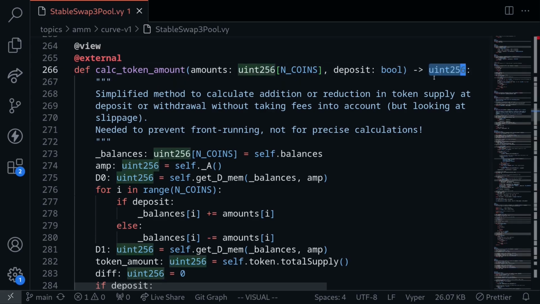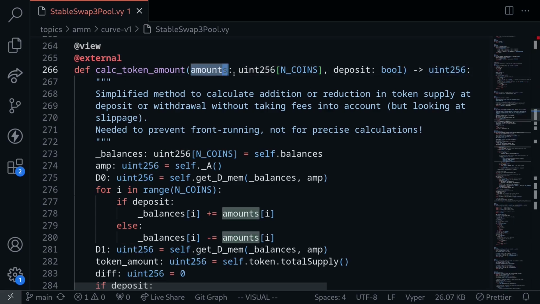Now, this function does not take into account the fees that might occur for making the pool imbalanced, whether this is from adding liquidity or removing liquidity. So what this function does is a simplified calculation of the amount of LP tokens that either will be minted or burnt for putting in or taking out this amount of tokens. Let's take a look at this function.